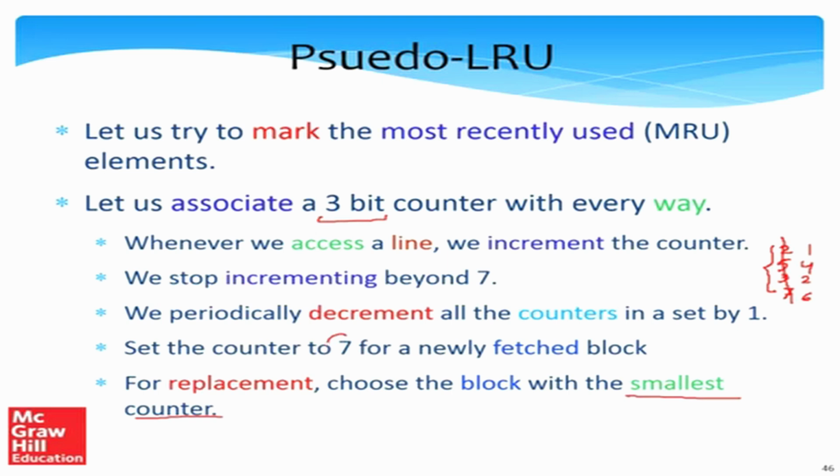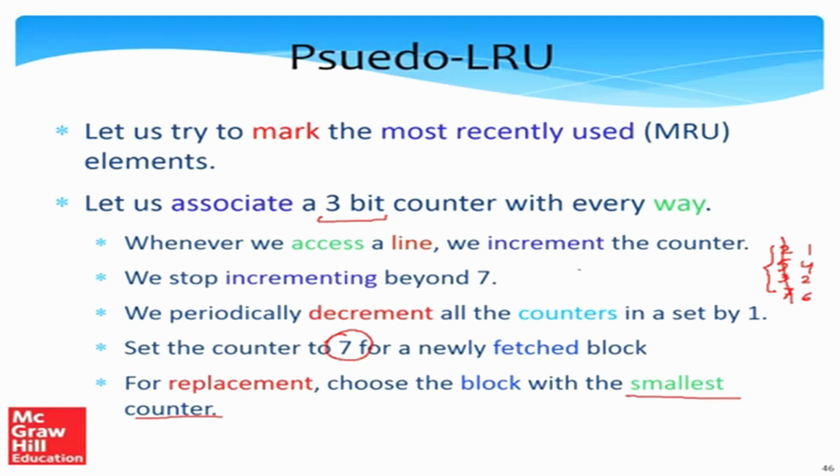And also we set the counter to 7, which is the highest we can for 3 bits, for a newly fetched block. The reason is that if a block is coming in new, we want to keep it for some time, as per the definition of temporal locality. So pseudo LRU is very popular. It is very commonly used, and it has a lot of benefits associated with it. It is known to be one of the best replacement schemes, and the idea is very simple.